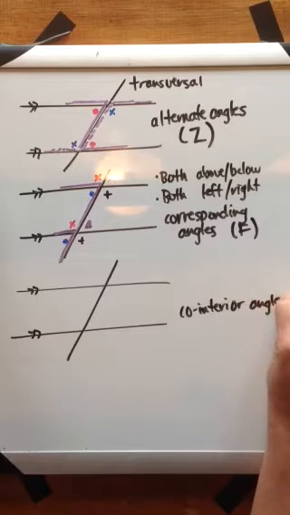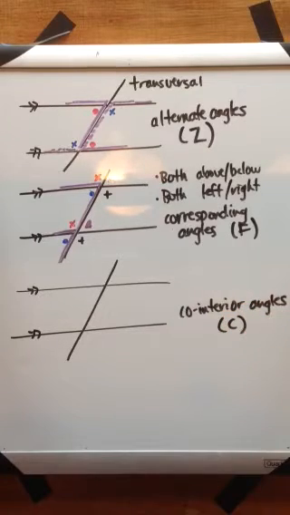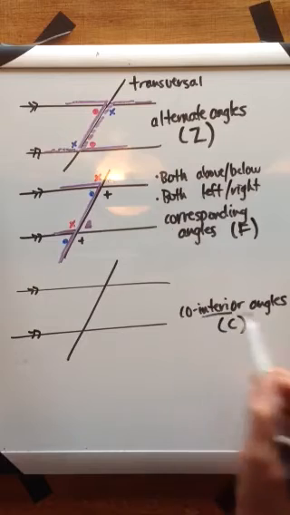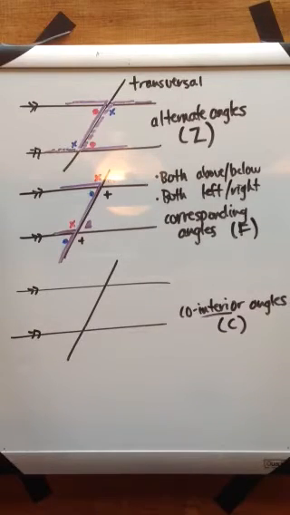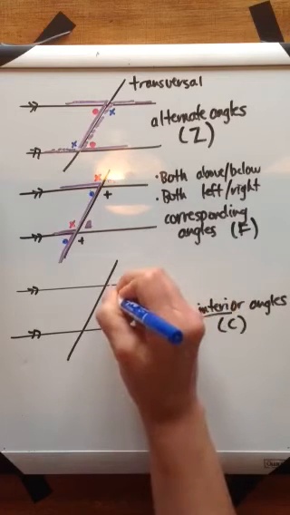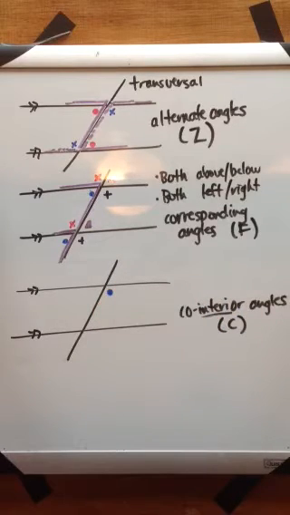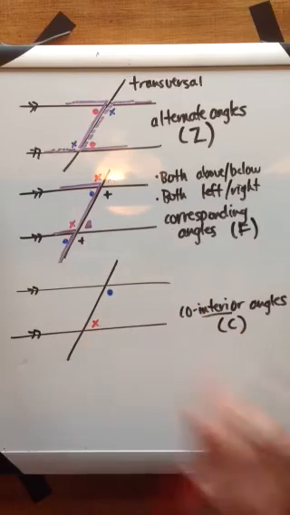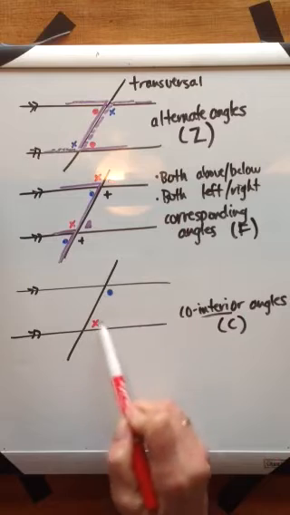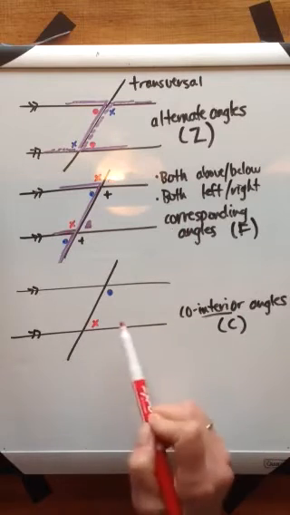And the letter C is useful in helping to identify them. Now, because they're both co-interior, that means that they are inside or between the parallel lines. So an example of co-interior angles might be here, where these are both to the same side of the transversal, in other words, they're both on the right, and they're both inside the train tracks of the parallel lines.